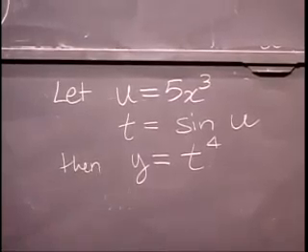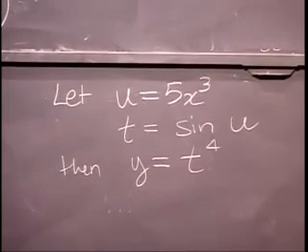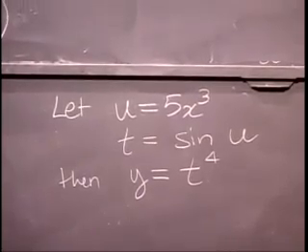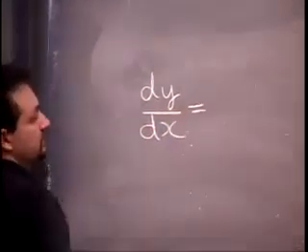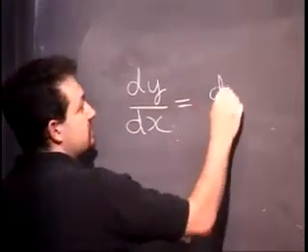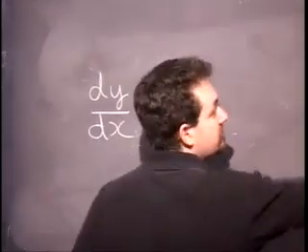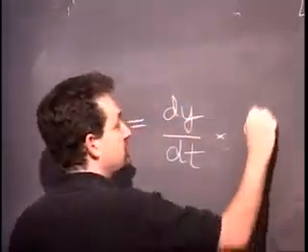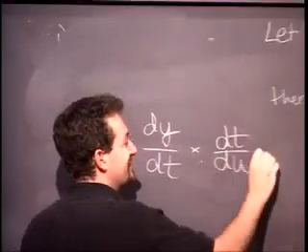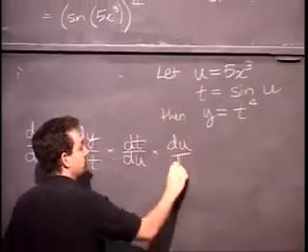Okay, so it's a sort of 3 chain instead of a 2 chain. So here's what the formula looks like. It's pretty much what it has to be. y depends on t, so it has to be dy/dt. t depends on u, so it's dt/du. And u depends on x, so it's du/dx.